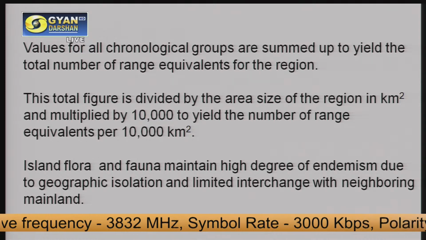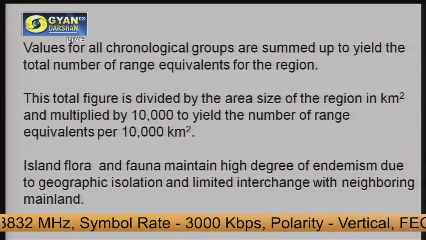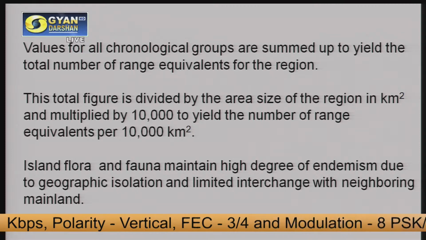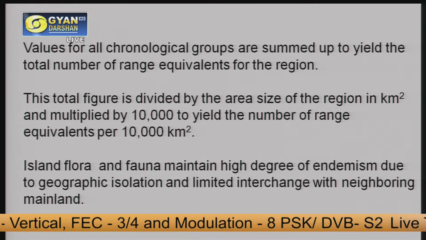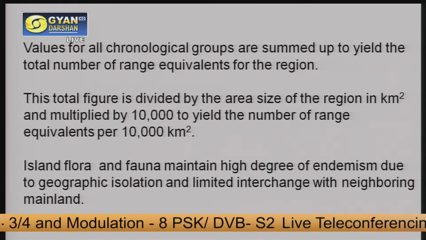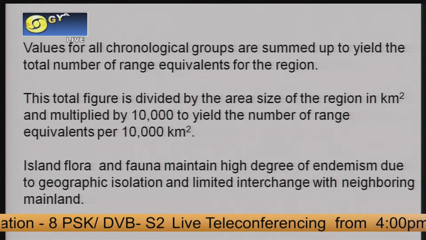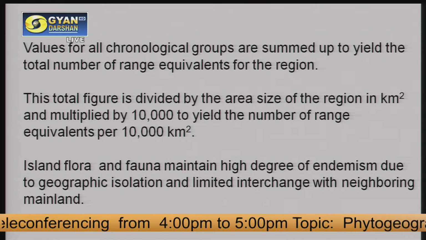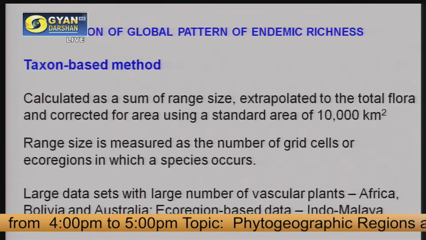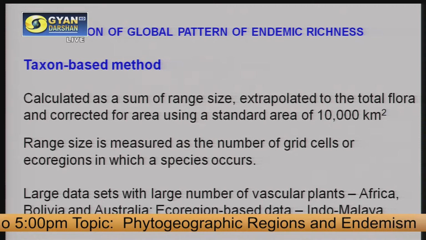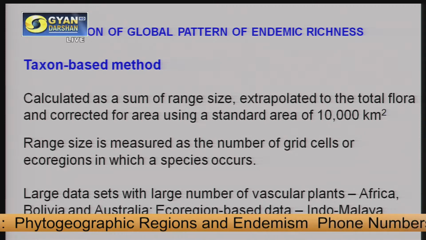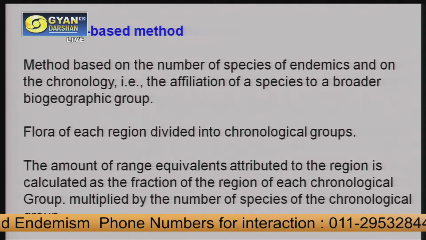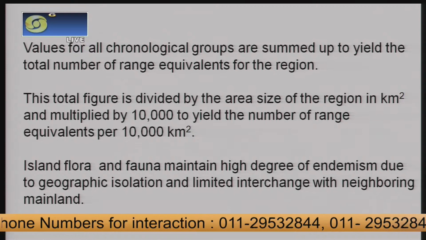Now the values for all chronological groups are summed up to yield the total number of range equivalents for the region. This total figure is divided by the area size of the region in kilometers square and multiplied by 10,000 to yield the number of range equivalents per 10,000 kilometer square. Because here also you have seen what the standard area is in the taxon based method. Also you see that the standard area that you have taken is 10,000 kilometers square. So you are applying the same here also.